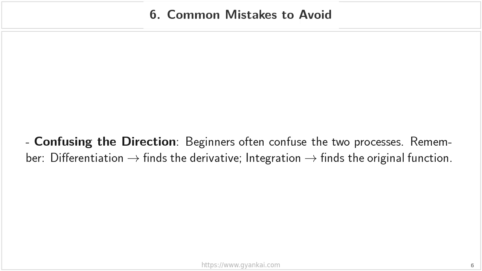Think of it this way. Differentiation is like taking a function and finding its slope or rate of change. We find the derivative. Integration, on the other hand, is about recovering the original function from its rate of change. So, integration finds the original function, also known as the antiderivative or primitive. It's crucial to keep this direction clear in your mind.